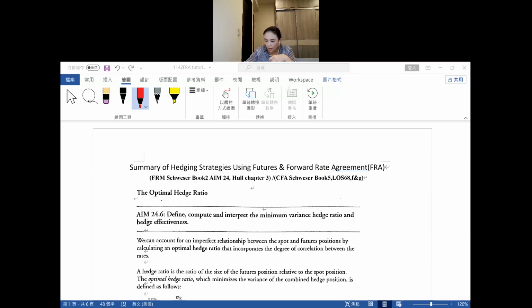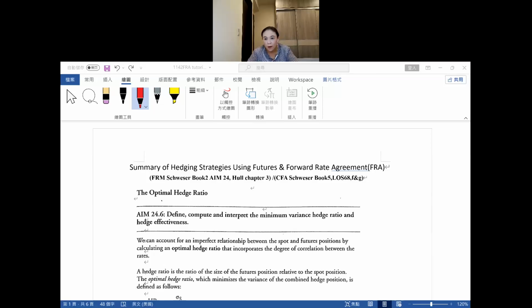Okay, hello everyone. This time, we are going to go through the summary of hedging strategy using futures and forward rate agreement. This is a tutorial that I gave you in a Word file. We want to talk about some questions related to the FRA contracts.